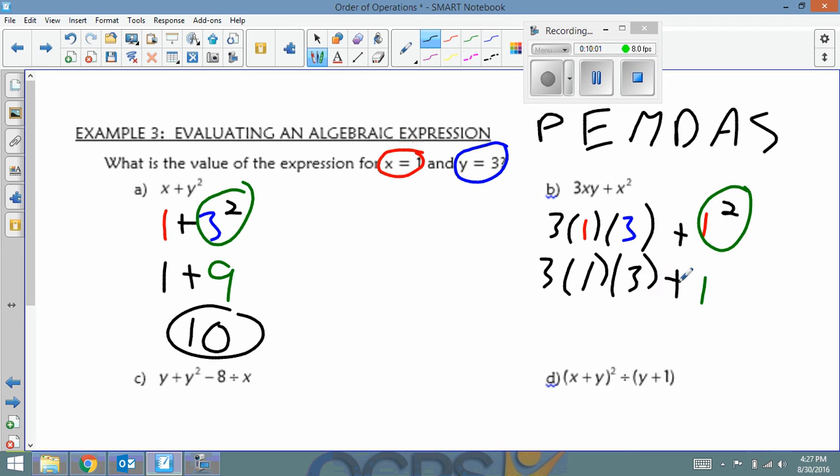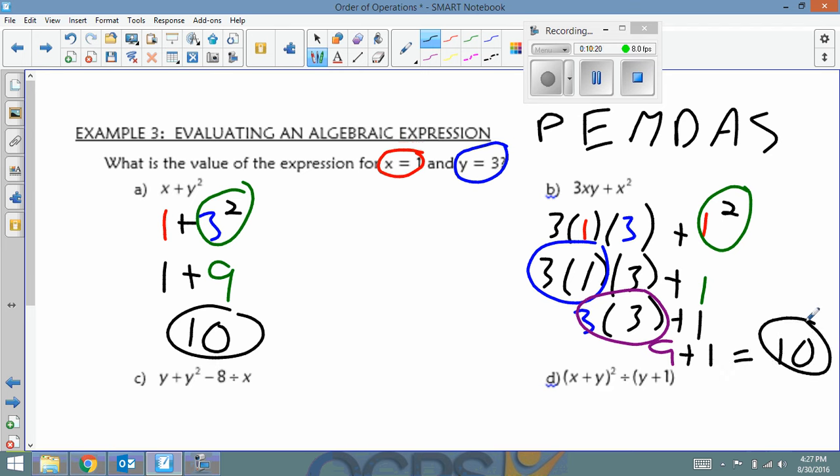And then we're going to do all our multiplication. So here it's going to be 3 times 1, which is 3. And then 3 times 3 here, which is 9. And then 9 plus 1 gives us our final answer of 10.